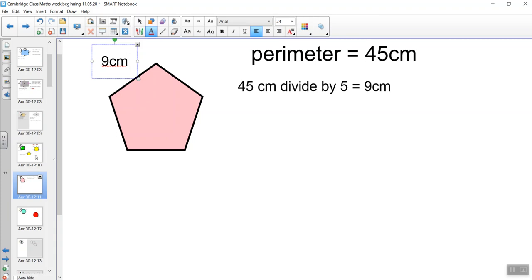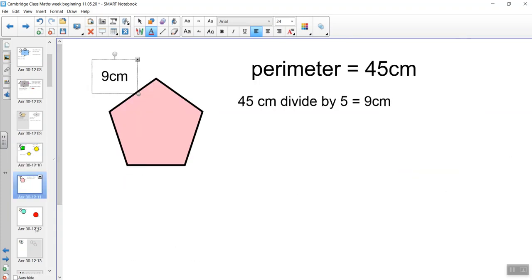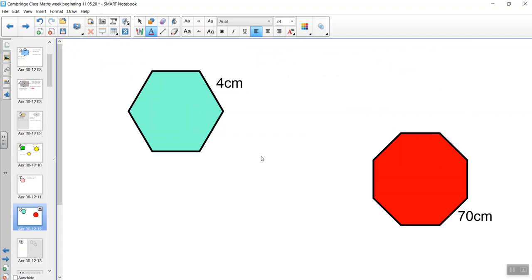Now we're going to use a similar method. You're going to work out the perimeter of each of my shapes. I've got a regular hexagon and I've got a regular octagon. Work out the perimeter of each of my shapes. Pause the video and have a go.